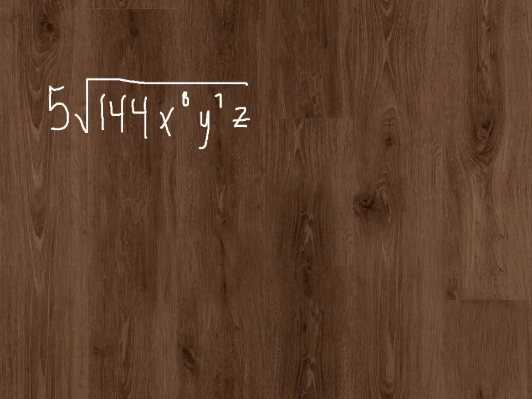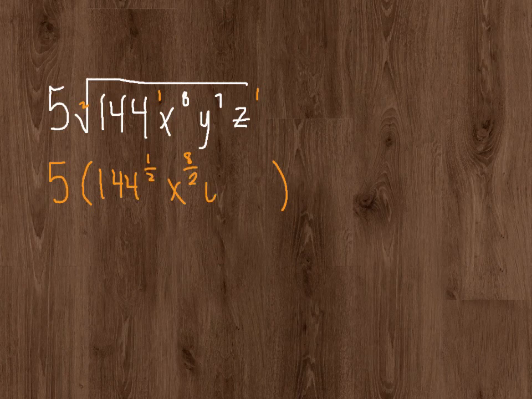In this problem, I'm going to fill in my index, which doesn't have a number, so that's going to be 2. 144 has an imaginary 1, and my z has an imaginary 1. I'm going to keep the 5 outside and times that all by my rewritten thing inside. So I have that as 144 raised to the 1 over 2. I have x to the 8 over 2, y to the 7 over 2, and z to the 1 over 2.